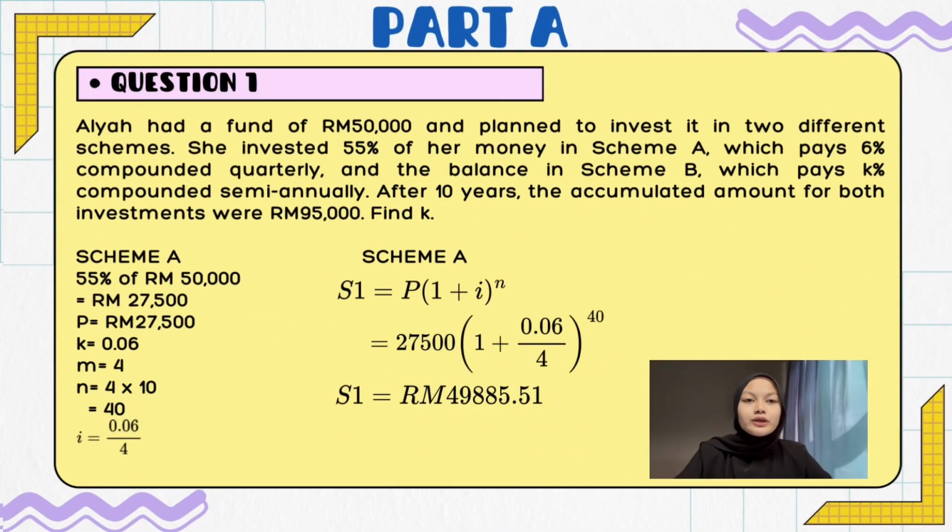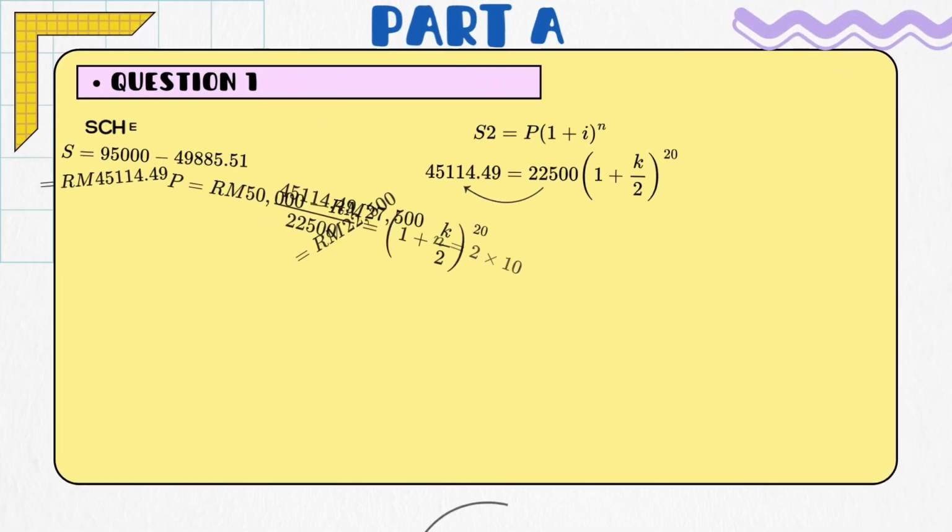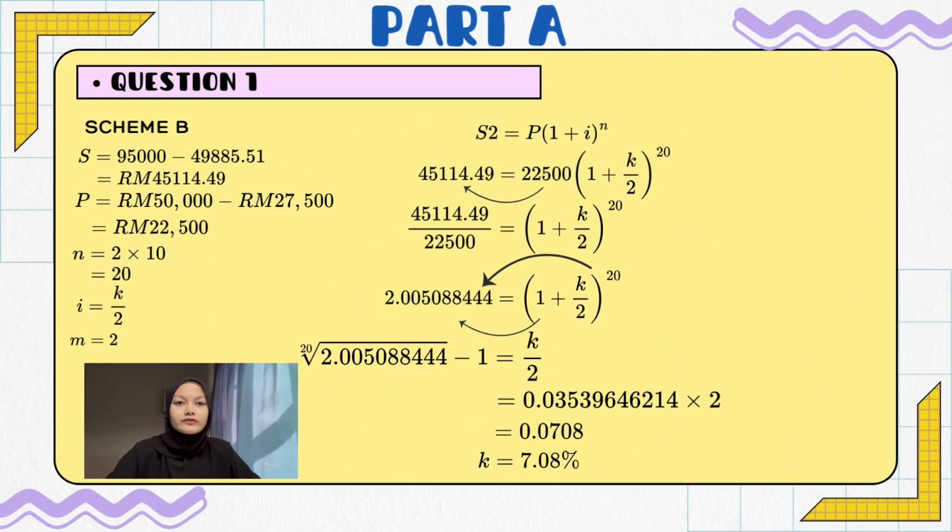For Scheme A, we use the formula of S equals to P multiplied by 1 plus I power of N equals to 27,500 multiplied by 1 plus 0.06 over 4 power by 40 equals to 49,885 ringgit 51 cent. For Scheme B, 95,000 minus 49,885 ringgit 51 cent equals to 45,140 ringgit 49 cent. P equals to 50,000 minus 27,500 equals to 22,500.